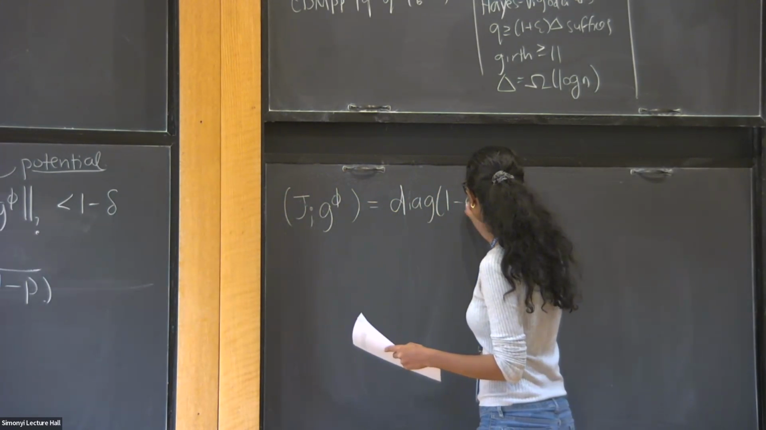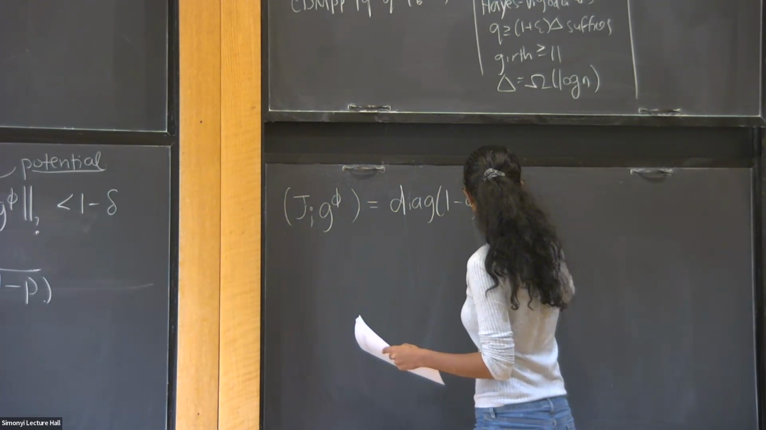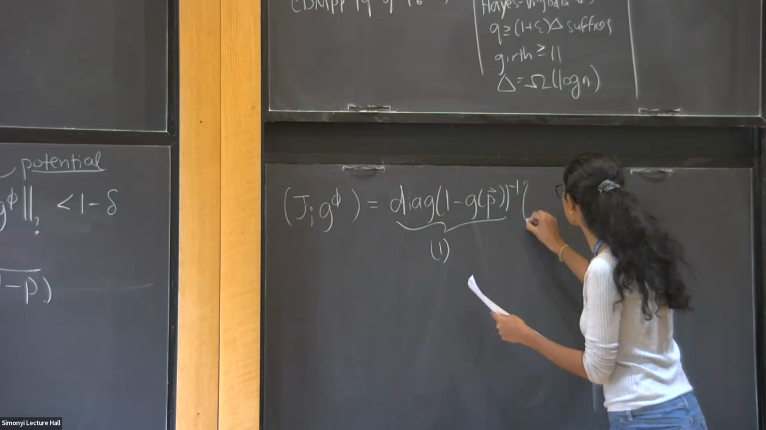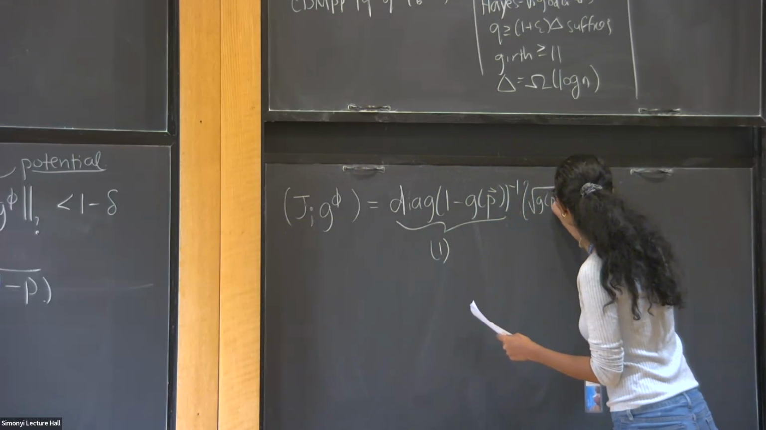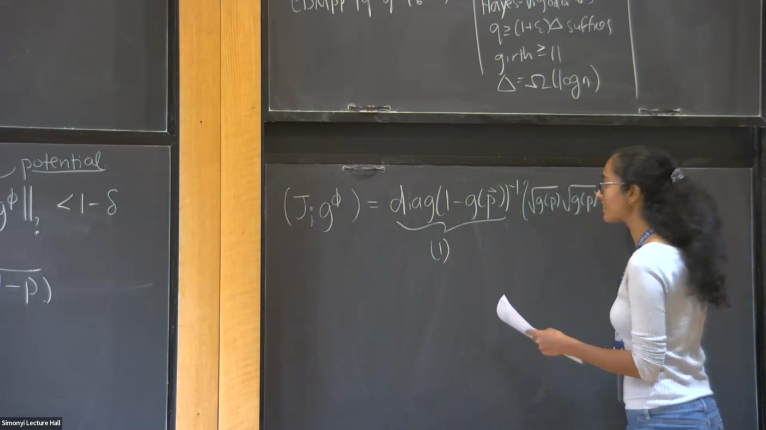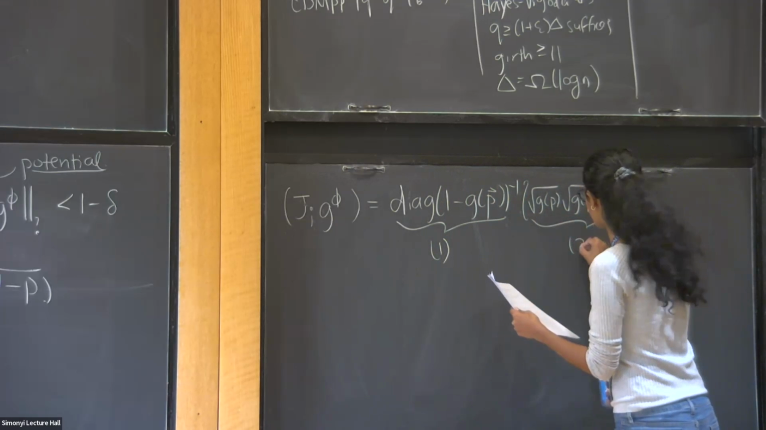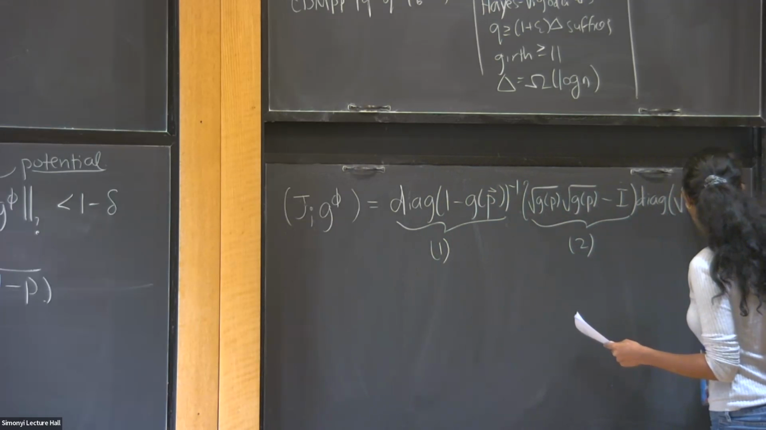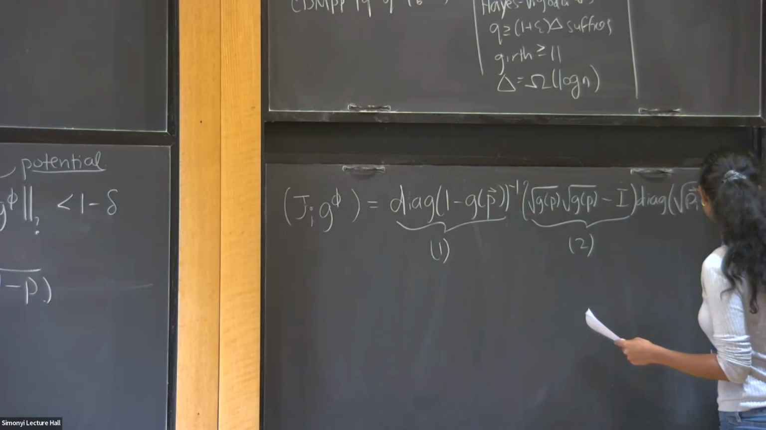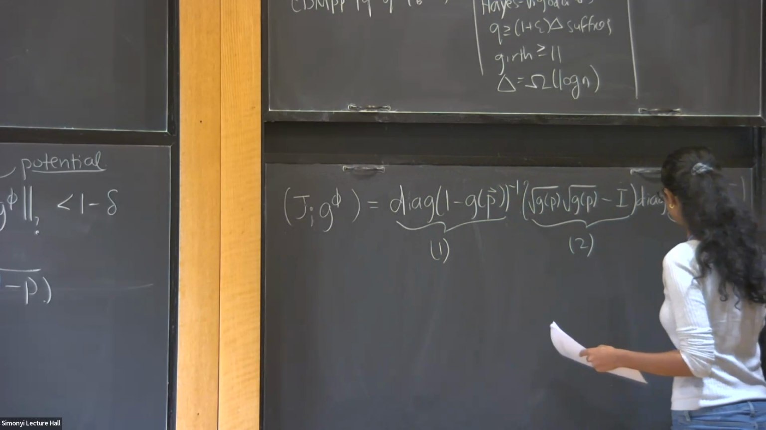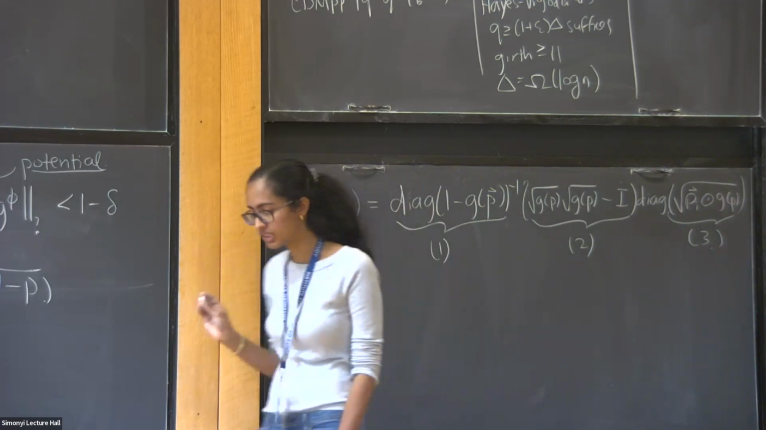I first get a term that looks like this. This is term 1. I get a second term. This is after some rearrangement. I get the second term. And the third term that I get looks like this. Now I'll explain what all of these terms are. Okay. So this is what I get.